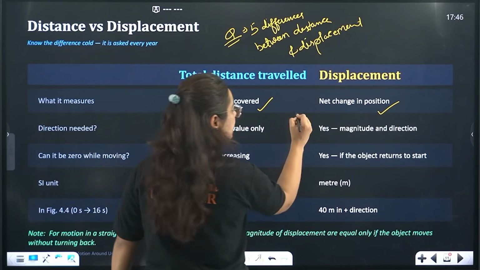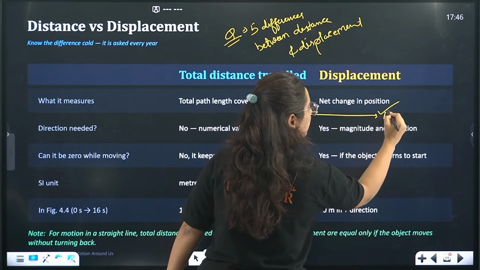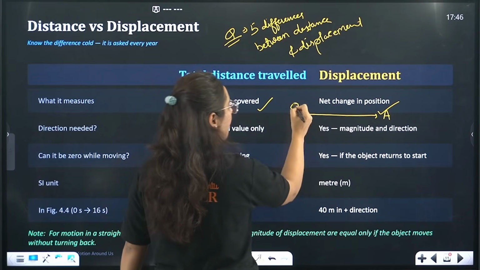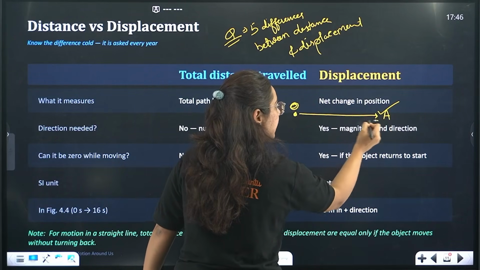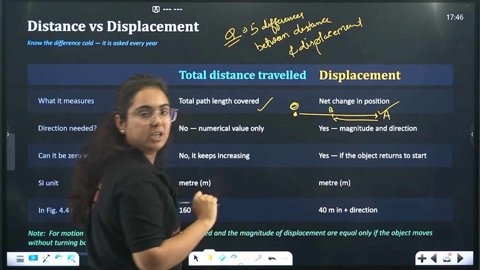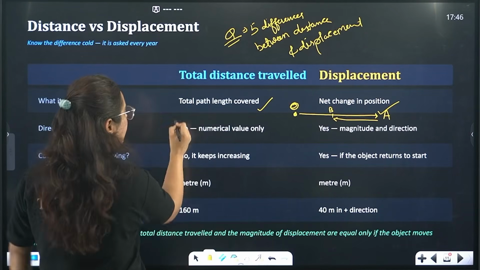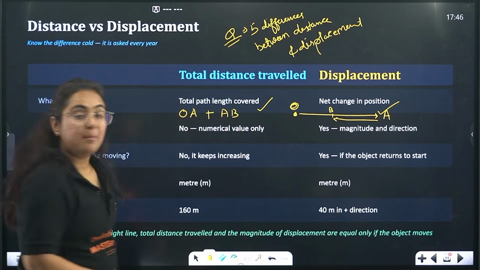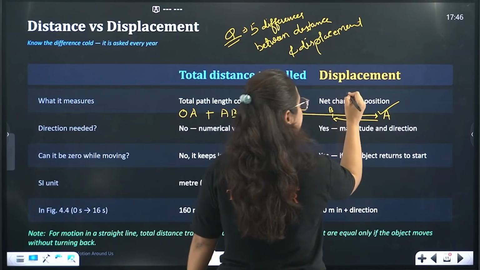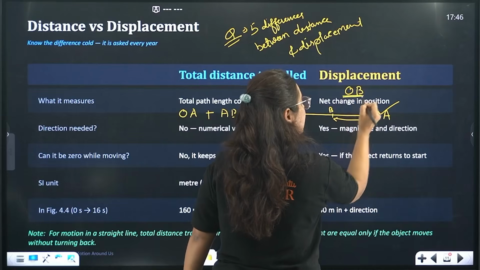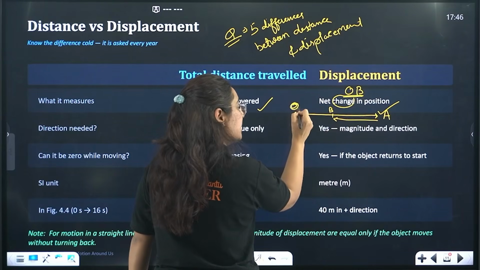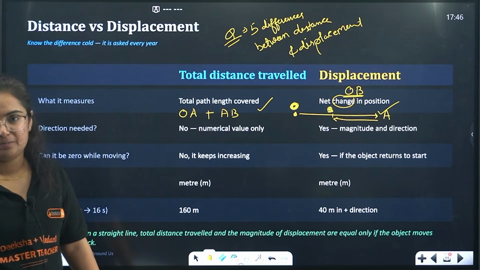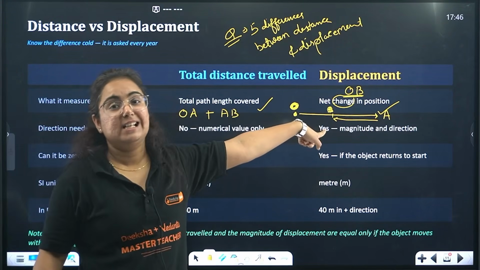Net change in position means, so this is a point O, a person starts moving towards A, came back and reached the point B. So, if I am calculating the distance, I will say that the movement of the person is OA plus AB. But when I talk about displacement, I will say that the displacement of the person is OB, that is the net change in position. Initially, the person was at point O, now the person is at point B. This is what is known as net change.